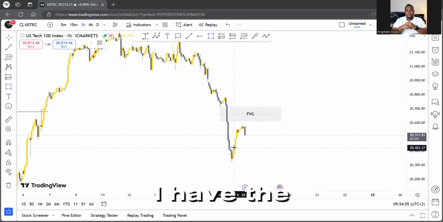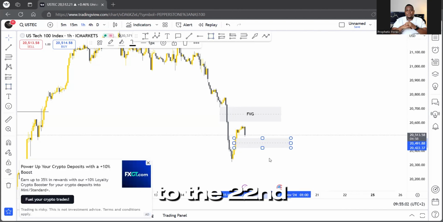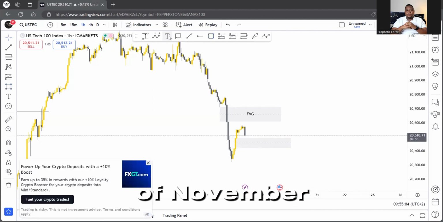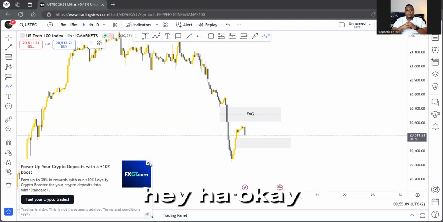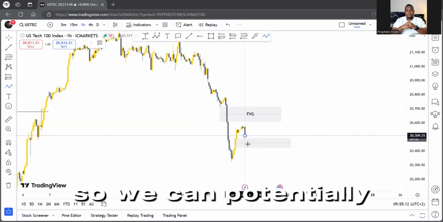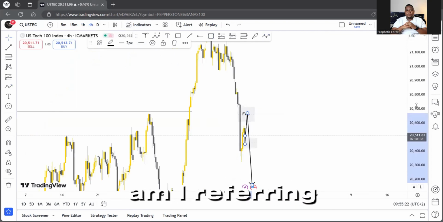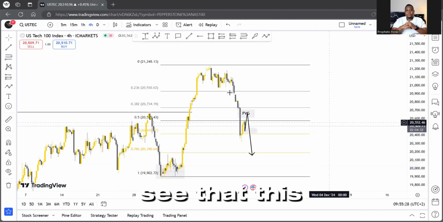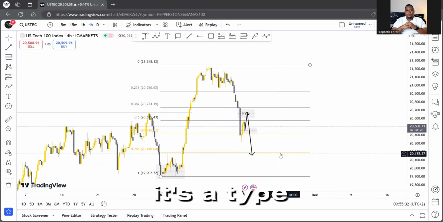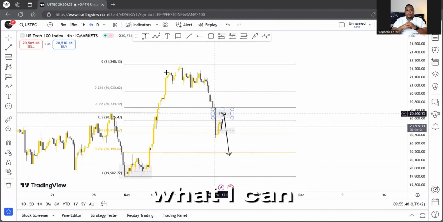It's the 18th, and we're predicting this market for the 18th all the way to the 22nd of November. It's amazing how time has really gone, eh? So we can potentially hit this fair value gap, then sell further. Where further am I referring to? If we go to the 4H again, we can clearly see that this whole pullback is a deep pullback that looks like it's initiating a new trend, but it comes in with a lot of volume. So that's what I can identify.